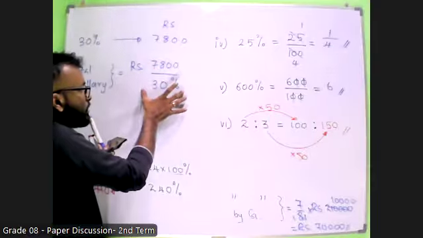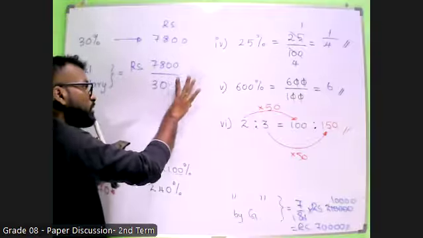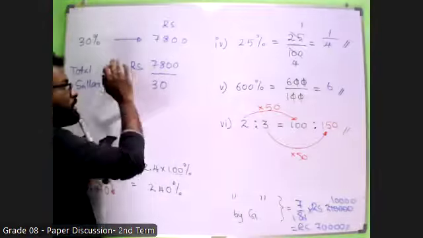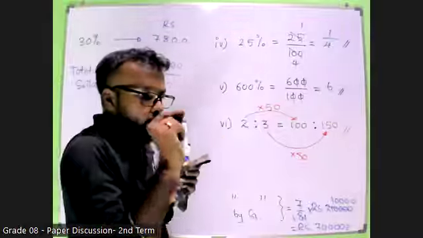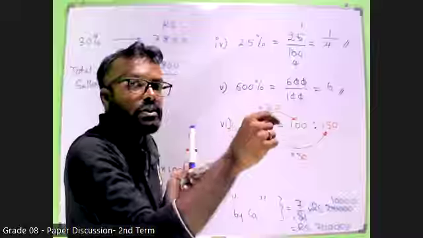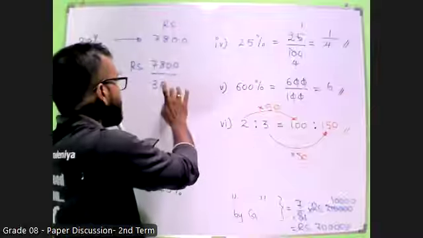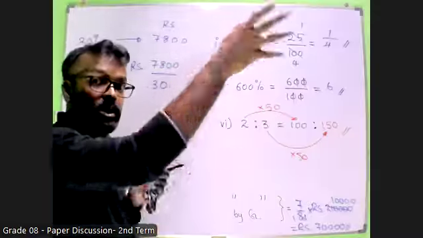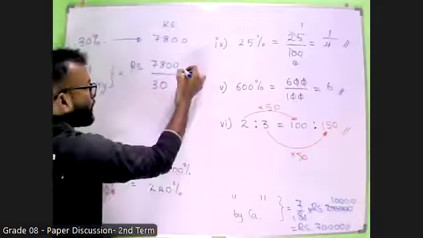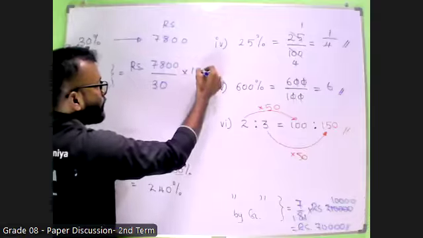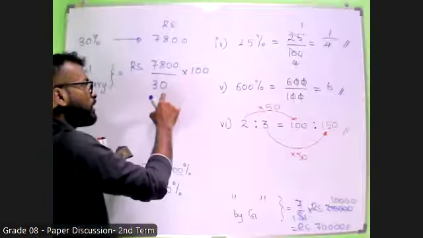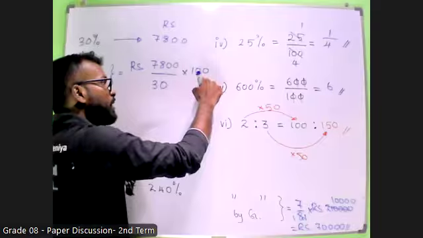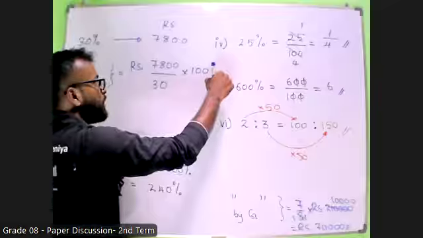7,800 divided by 30. Or no, you no need to put percentage. You can divide it by 30 just. So this will get you one part of the salary is equal to how much? 7,800 divided by 30. So full salary, if you want to find, you need to multiply this by 100. 100 parts. This will get you one part. If you want to get the 100 parts, you have to multiply it by 100, right?